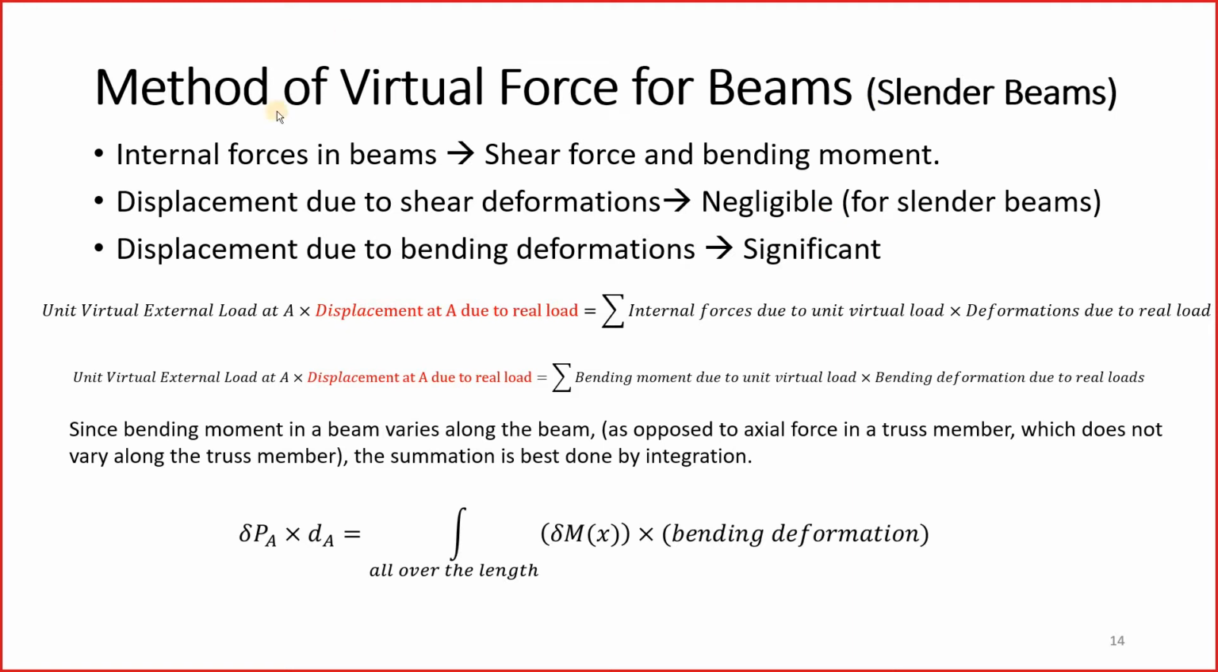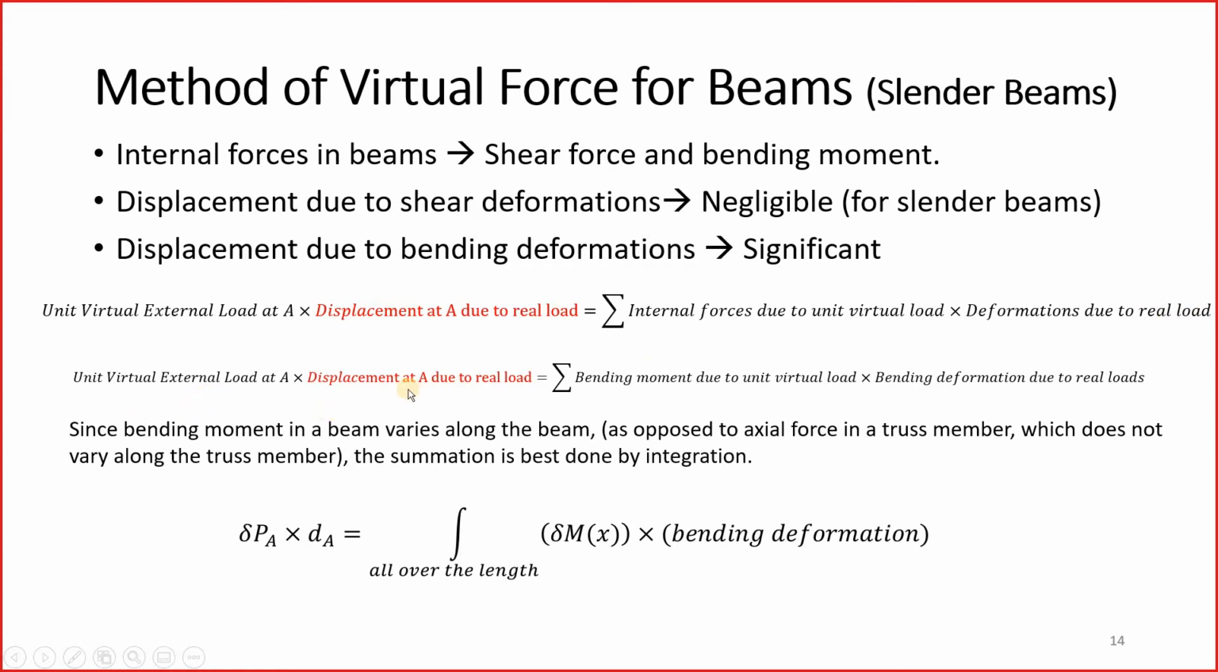Now this is something we derived, this is the general formula. This is something we have derived before. So unit virtual external load at A is the point where we want to find displacement due to real load, and then you need to sum up the internal work done. So internal forces due to unit virtual load times deformations due to real load.